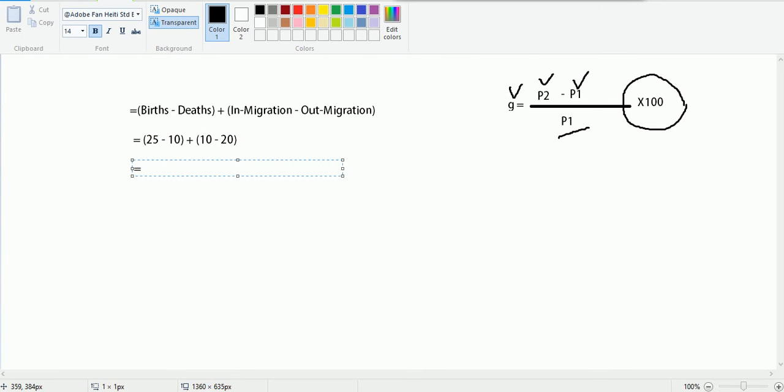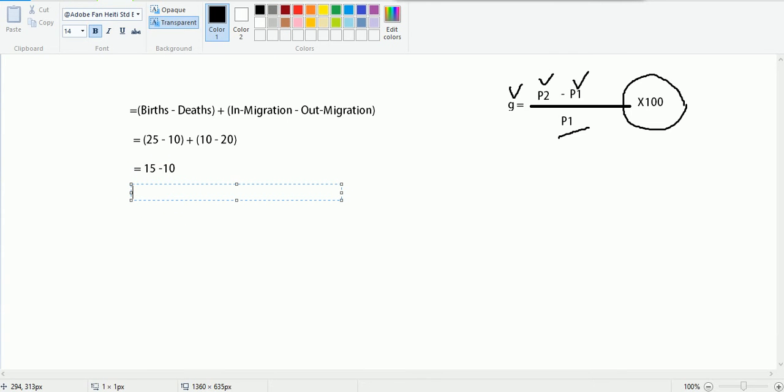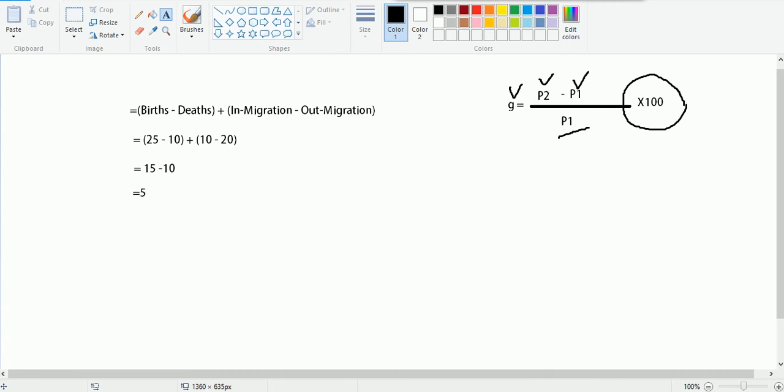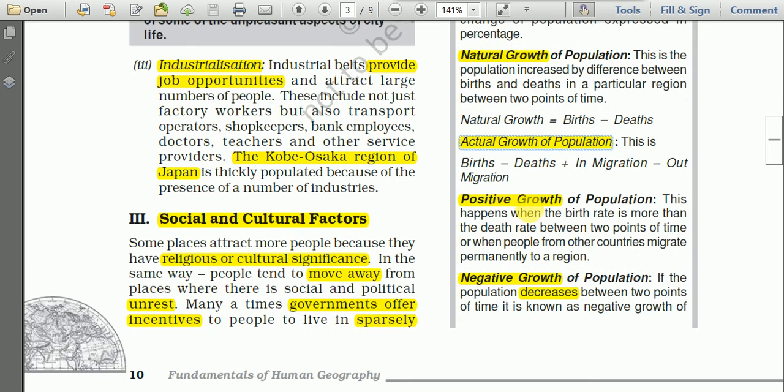So here, 25 minus 10 is what? 15. Then 10 minus 20 is minus 10. After opening the bracket, we have 15 minus 10 equals 5. So 5 is the actual growth of population. In our case, 5 is the actual growth of population.